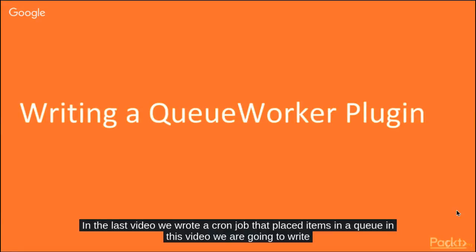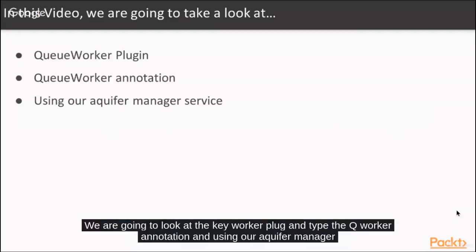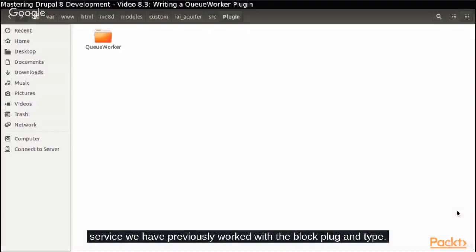In the last video, we wrote a cron job that placed items in a queue. In this video, we are going to write our queue worker to process the items in the queue. We are going to look at the queue worker plugin type, the queue worker annotation, and using our Aquifer Manager service.